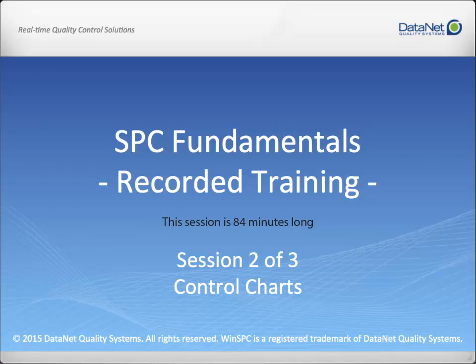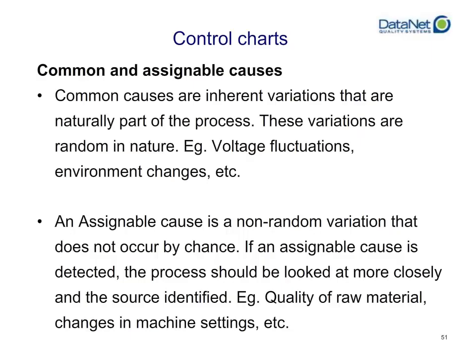The next SPC tool that we're going to be covering is control charts. Before we can begin discussing control charts, we need to have a little bit of a discussion and a background on the nature of variation. So first off, there's two types of causes for variation within a manufacturing environment. Those include common causes as well as assignable causes.